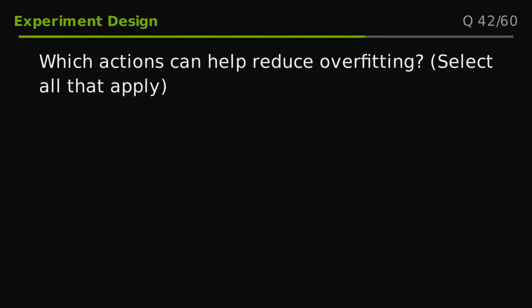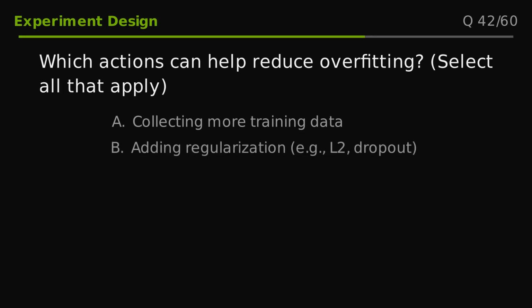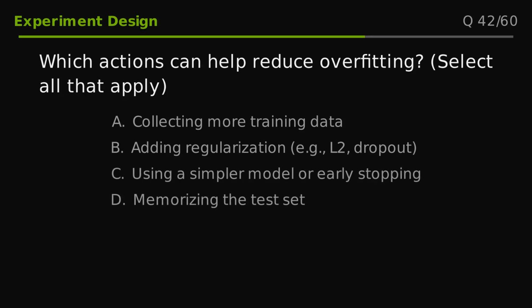Question 42. Which actions can help reduce overfitting? Select all that apply. Option A, collecting more training data. Option B, applying regularization, for example L2 or dropout. Option C, using a simpler model or early stopping. Option D, memorizing the test set.